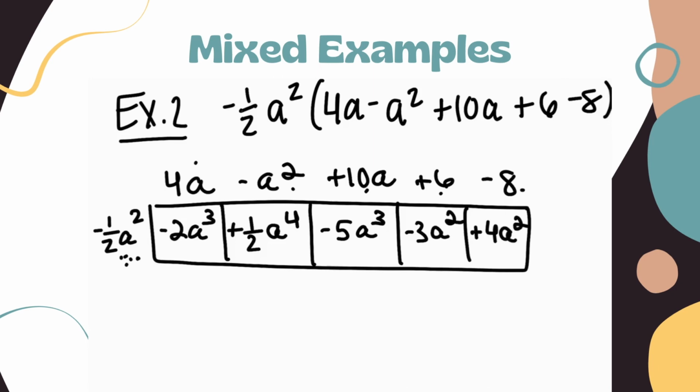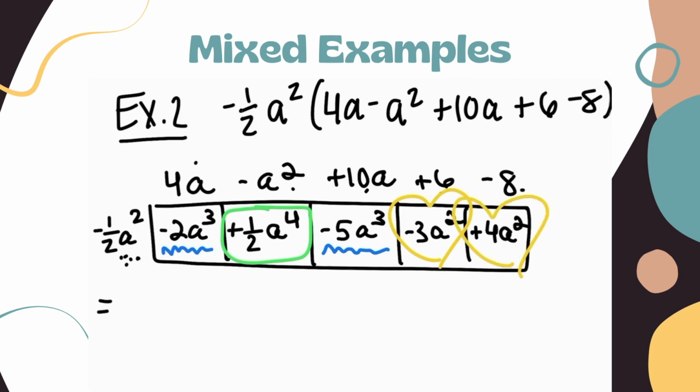Now our answer is what's inside that box. But we do need to combine our like terms. And so I like to color code. I got my blue squiggle going on with my a cubed. I'm going to combine those terms. A to the fourth is all alone, no other like terms, that's fine. And then I have negative 3a squared and positive 4a squared.